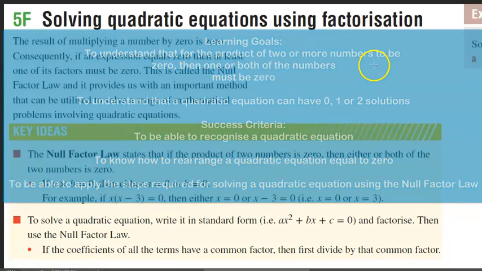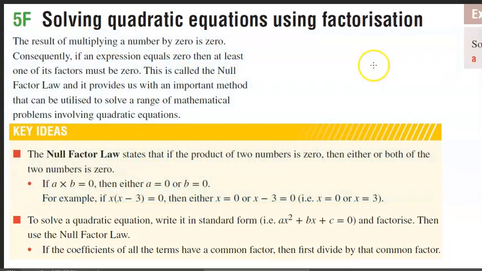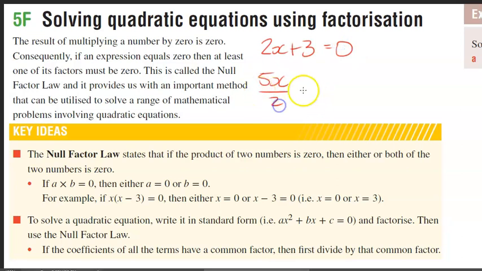So the whole premise of exercise 5F is to utilize the skills that we've learned in 5A and in 5E to be able to solve quadratic equations. So to backtrack a little bit, what we're so used to is, say for instance, we have an equation that looks like this: 2x plus 3 is equal to 0, or 5x over 2 minus 8 is equal to 19.